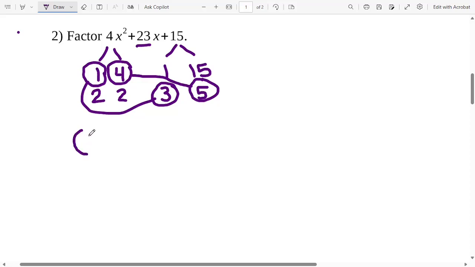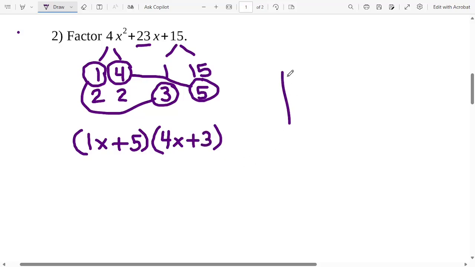So again, I can write these two numbers as the coefficients in front of x. So we have a 1x, and we have a 4x. Okay, I want to multiply the 4 by the 5, so I'm going to put plus 5 here. And I want to multiply the 1x by 3, so I'm going to put plus 3 here.